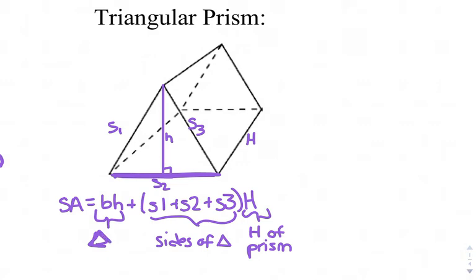And then it says S1 plus S2 plus S3. What that means is those are the sides of the triangle. So this is like S1, this is S2 or your base, and then this is S3. You're going to add those together, and then we times it by H, and this time capital H is the height of the prism. So memorize that formula as well.